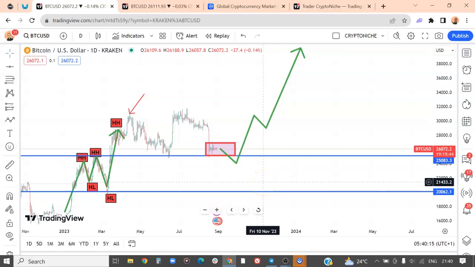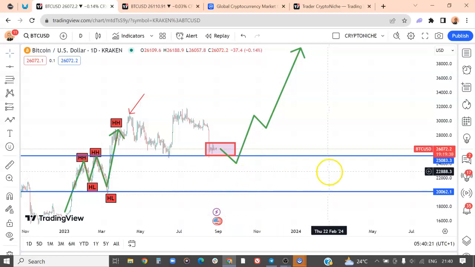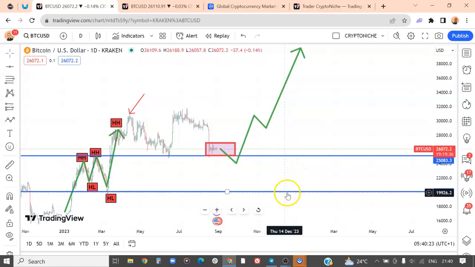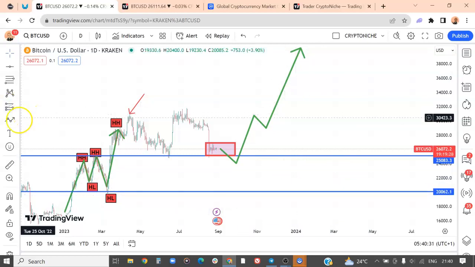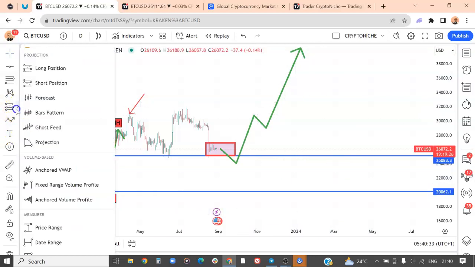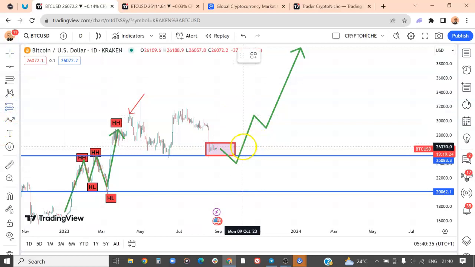So personally, this is how I would trade Bitcoin, because this is a very critical level. If Bitcoin should lose this level, then it is like game over for it. So this is how I'm going to trade this. You have the long position here.